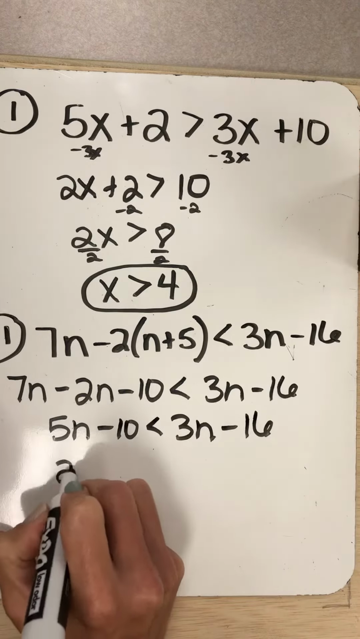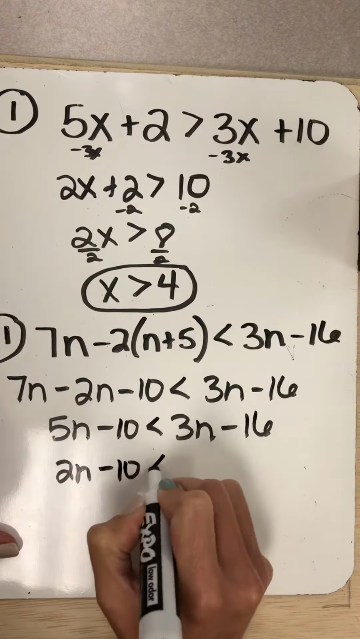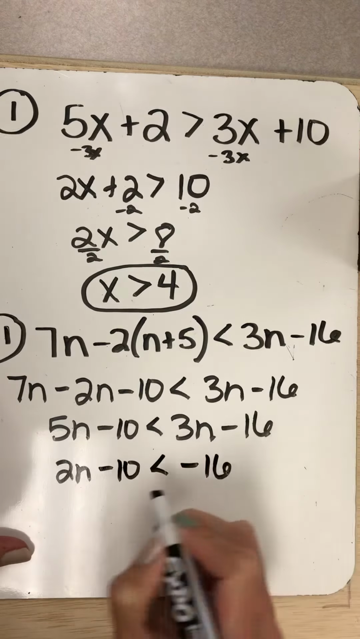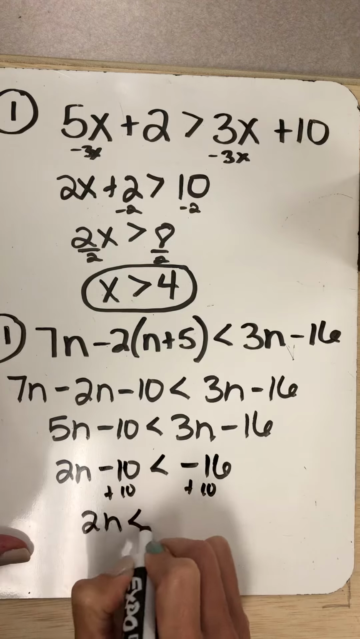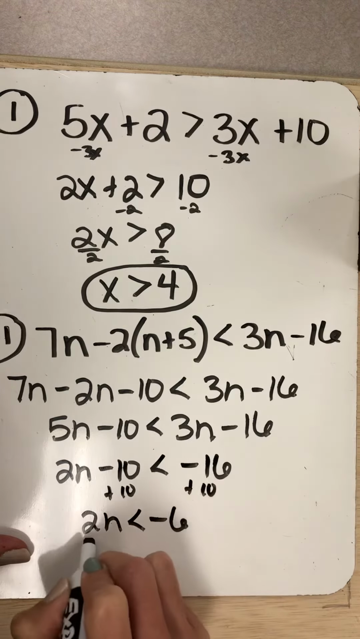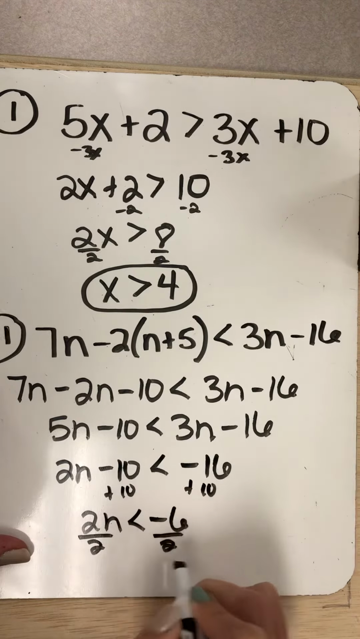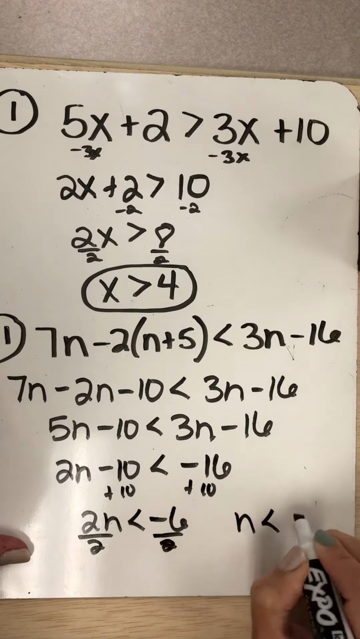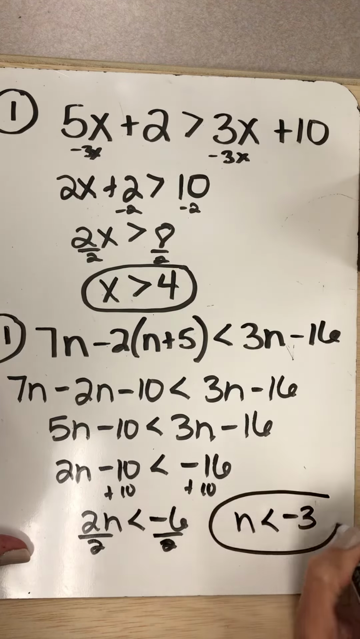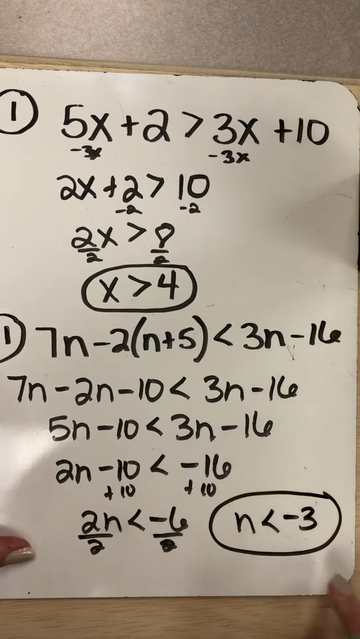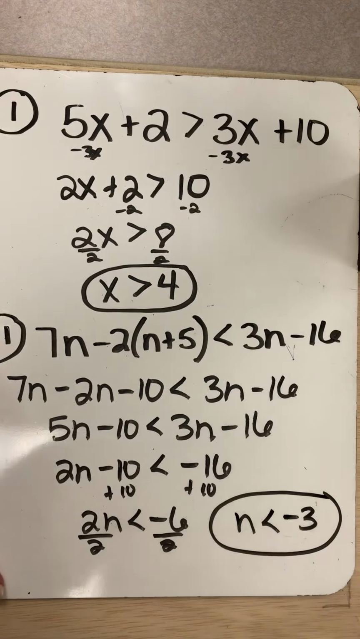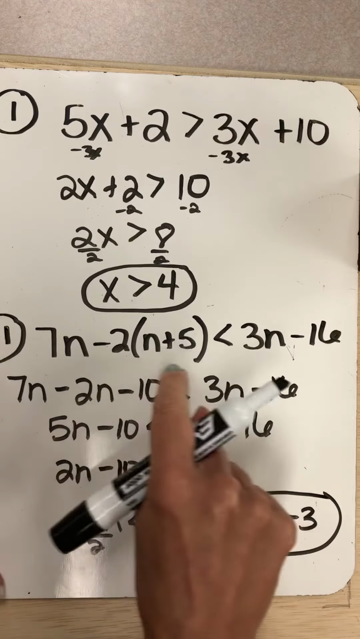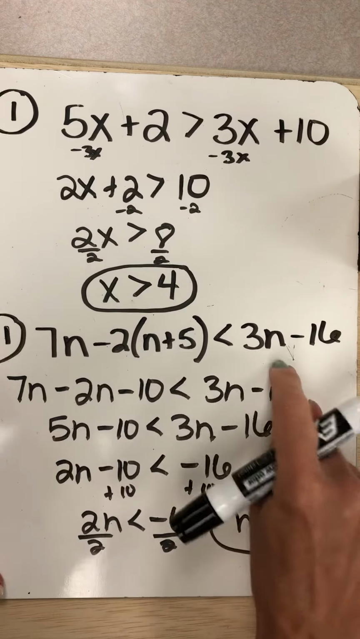That gives me 2n and negative 16. I'm going to add 10. I have 2n is less than negative 6. I'm going to divide by 2, and I have n is less than negative 3. So any value where n is smaller than negative 3, so like negative 4, negative 5, negative a million, is going to make this left side smaller than the right side.